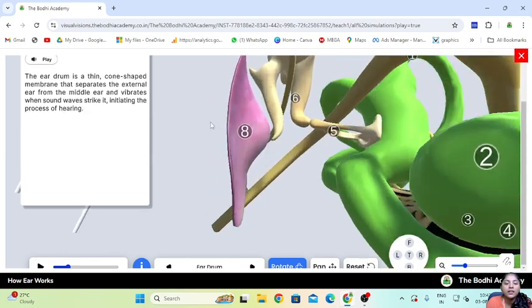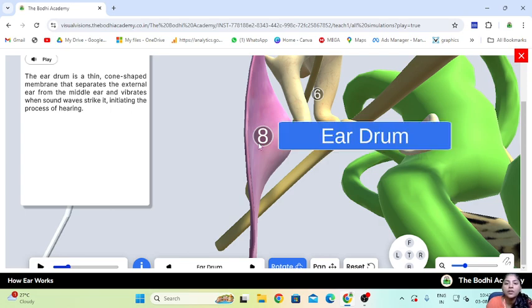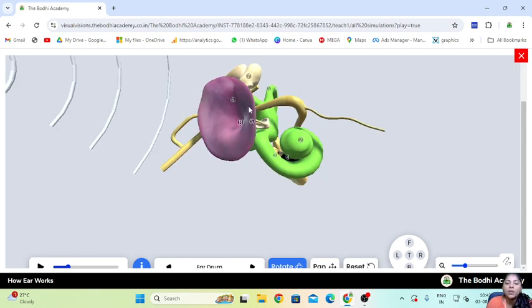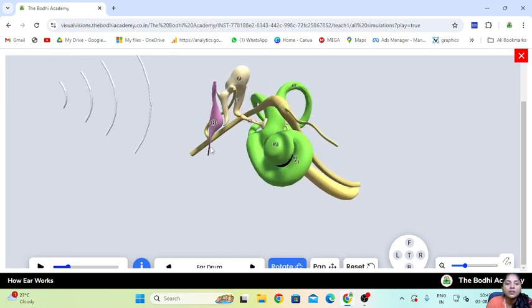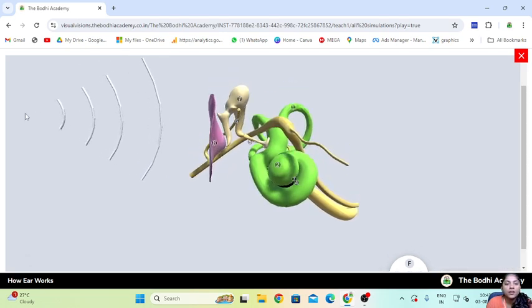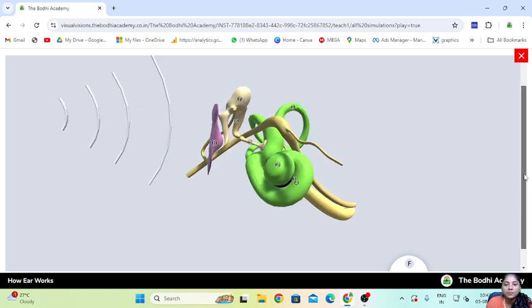Then there is the eardrum. Now the eardrum is a thin cone-shaped membrane that separates the external ear from the middle ear and vibrates when sound waves strike, initiating the process of hearing. So this is the eardrum, which is a thin membranous structure at the end of the ear canal, and it vibrates when the sound waves hit the surface of it. See, these are the sound waves, and this is how the eardrum vibrates.